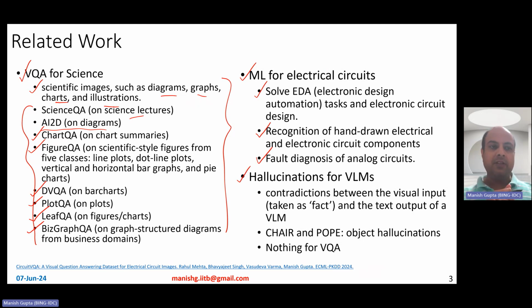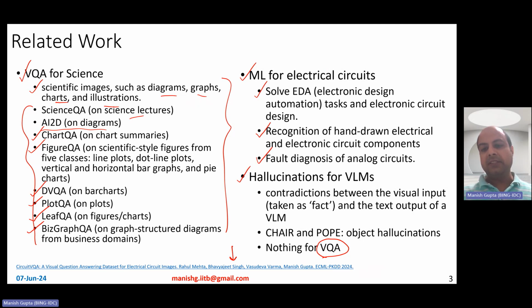Yet another interesting area is hallucinations in vision language models. In this case, our input is an image and a question, and the output is a text answer. So there could be hallucination. Interestingly, although people have tried to study hallucination for vision language models, they have never done anything for visual question answering. Therefore, in this paper, we also define a specific metric for measuring hallucinations for vision language models.